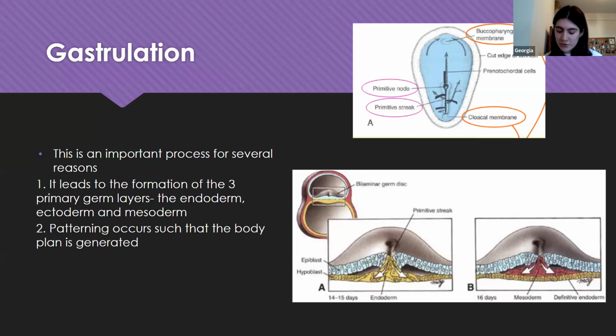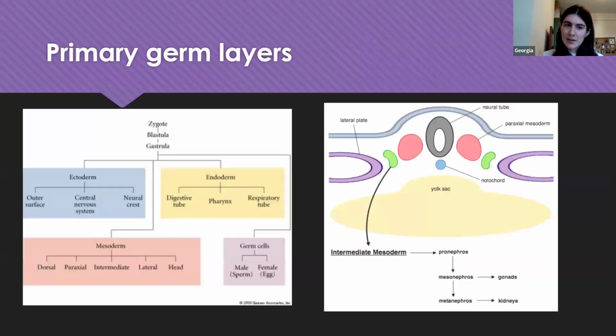So as this migration process is occurring, the primitive node is releasing signals that instruct and determine the fate of cells, and we're going to talk about that in a couple of slides. But first up, we're going to talk about the primary germ layers. So as we said, the process of gastrulation gives rise to these primary germ layers, and what these layers themselves give rise to often comes up on MCQs, so it's quite a good idea to learn.